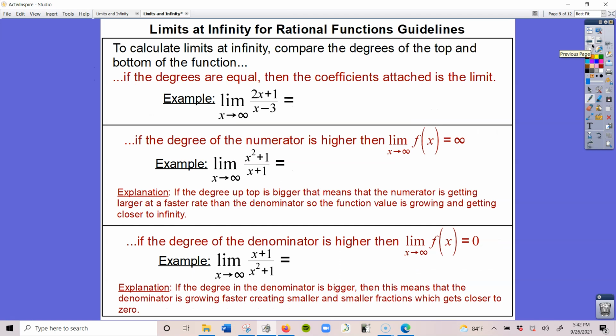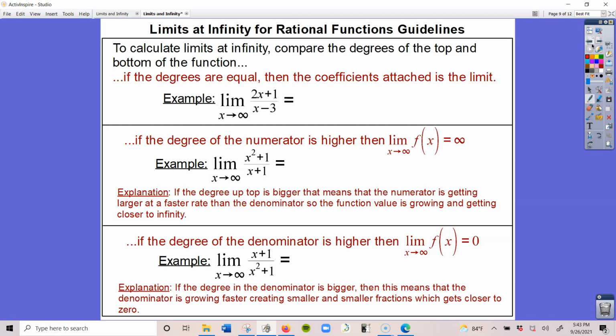To figure out if we have a horizontal asymptote, what we do is we compare the degree of the numerator with the degree of the denominator, meaning we're looking at the highest exponent of x in the numerator with the highest exponent of x in the denominator.